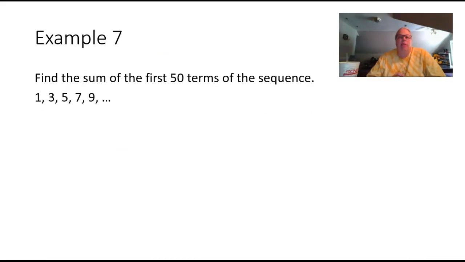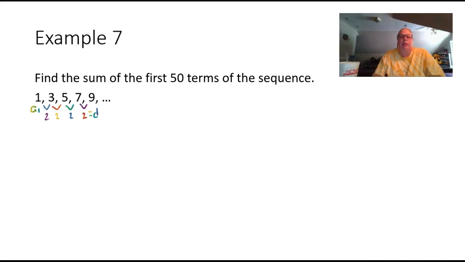Example 7, find the sum of the first 50 terms of the sequence, positive 1, positive 3, positive 5, positive 7, positive 9. We know that a1 is equal to 1, a2 will be 3, a3 will be 5, and so on. Looks like our common difference is going to be 2, and this comes from when we subtract each set of consecutive terms.